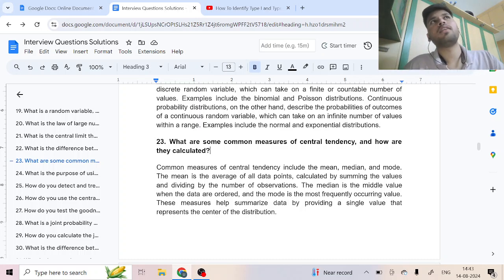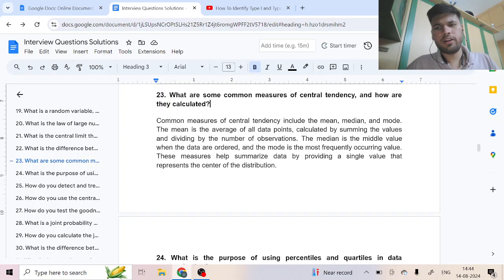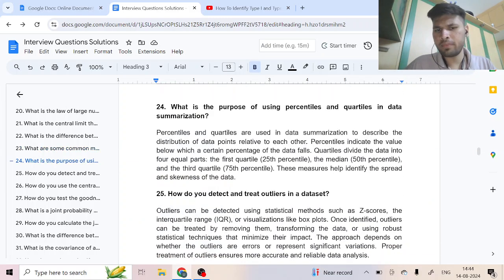The mode is the observation that is most frequently used, the maximum occurring observation. So the mode is the most frequently occurring value. These measures help summarize data by providing a single value that represents the center of the distribution. So these are the basic measures of central tendency in statistics.